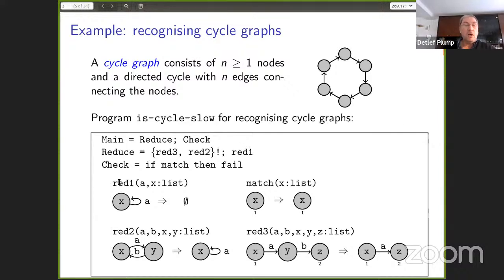Also, you see these parameters in the rule names, all of type list. List is the most general type in GP2.